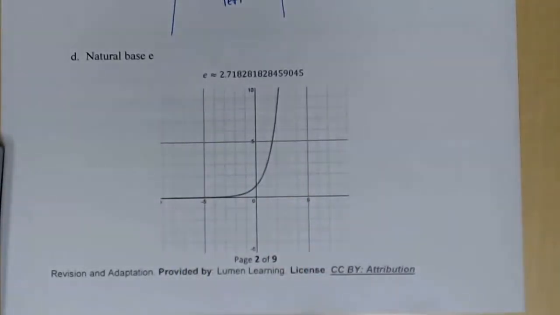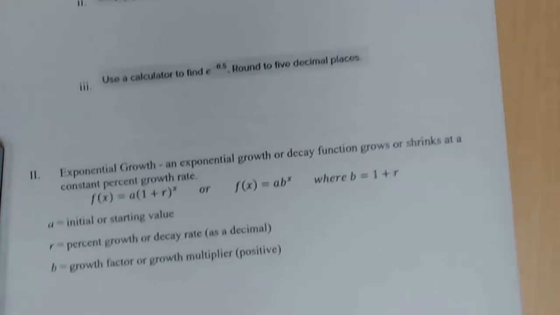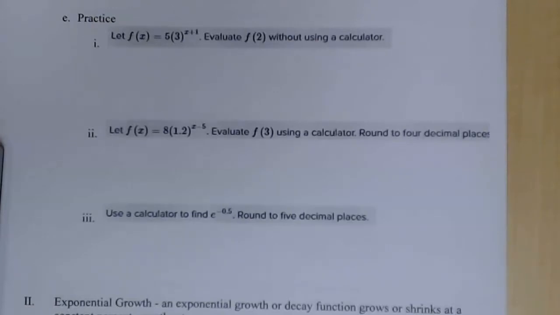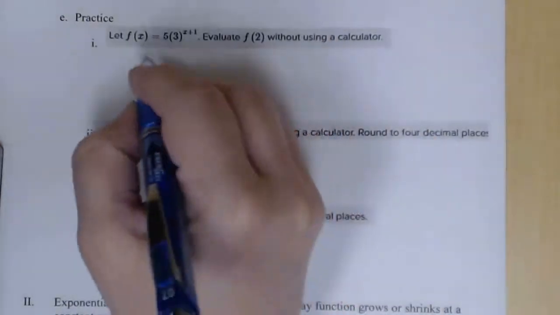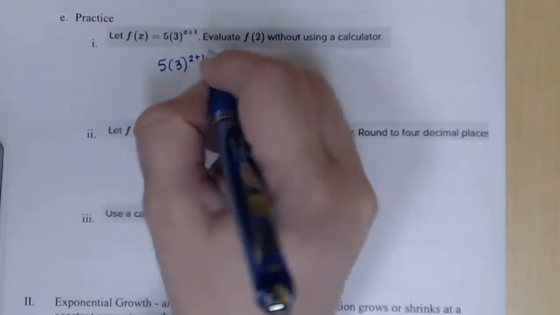So I wanted to talk about this natural base e button and show you where it is, but now let's work with all of our buttons and talk about how we can plug in just straight evaluations of these exponential functions. So I've got 3 little practice problems for us here. It says let f of x equal 5 times 3 to the x plus 1. Evaluate f of 2 without using a calculator. Okay, so I'm going to say 5 times 3 to the 2 plus 1.